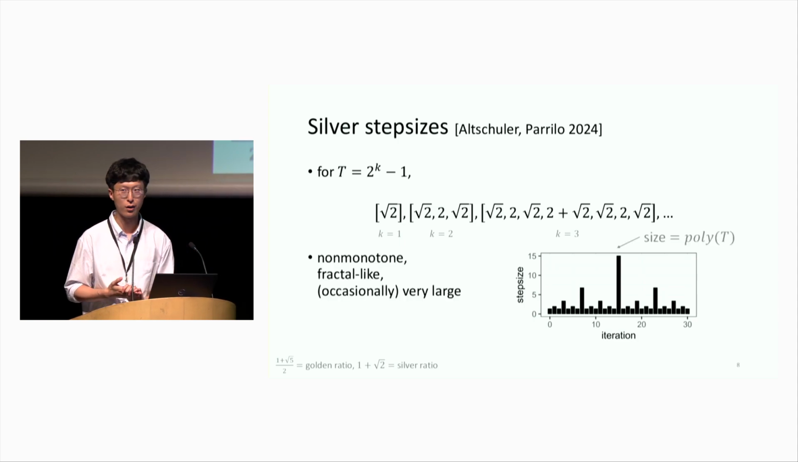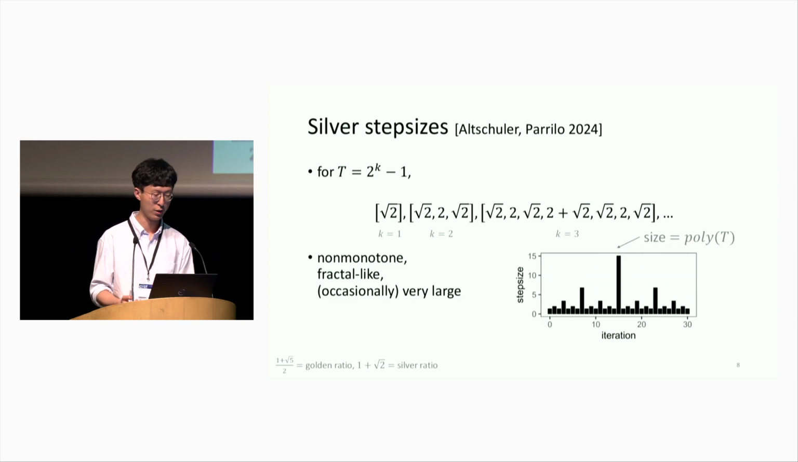As you can see, the step size is non-monotone, and it has this fractal-like pattern, which comes from the fact that it can also be recursively defined. And finally, sometimes it uses a very large step size. For example, this step in the middle actually has size polynomial in T compared to constant, which is very large.